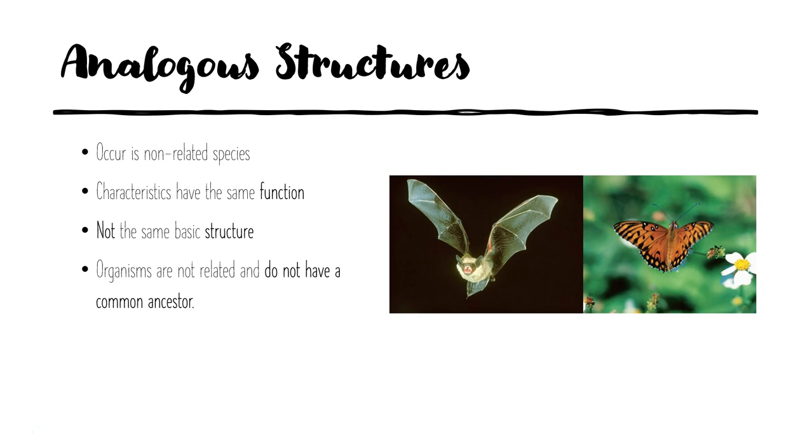Analogous structures, on the other hand, occur in non-related species. Okay, so these are, for an example, butterflies, bats, and birds. They have the same function. So the appendage, or the characteristic we're talking about, has the same function, so they do the same job. Okay, but not the same basic structure, i.e. the bone structure is different.